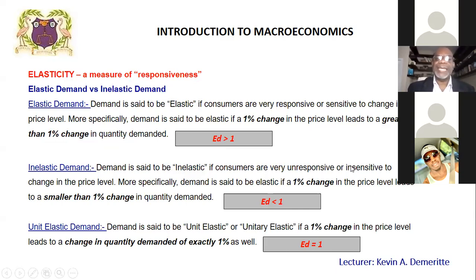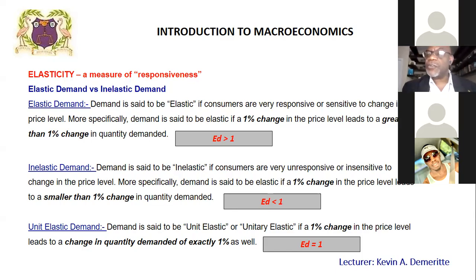The first thing we want to talk about is called elastic demand. Elastic demand is said to be elastic if consumers are very responsive or very sensitive to any little change you make to your prices. In fact, very technically, demand is said to be elastic if a 1% change in the price level leads to a change in quantity demanded of more than 1%. You raise your price by 1%, you lose more than 1% in sales. You raise your price by 5%, you lose more than 5% in sales. You raise your prices by 15%, you lose more than 15% in sales. So elastic demand says consumers are very responsive or sensitive to change in the price level.